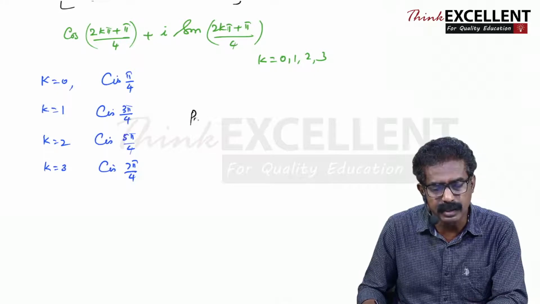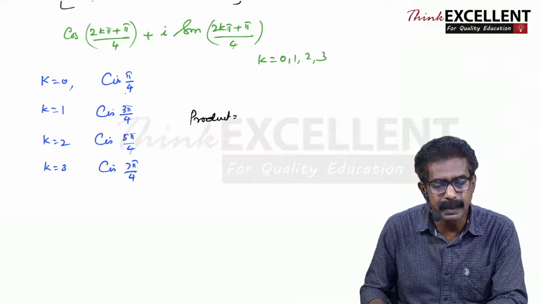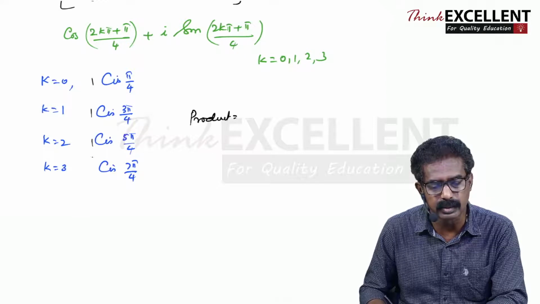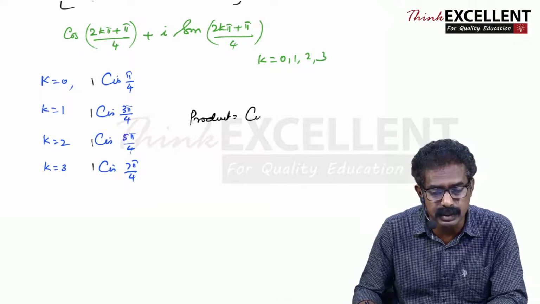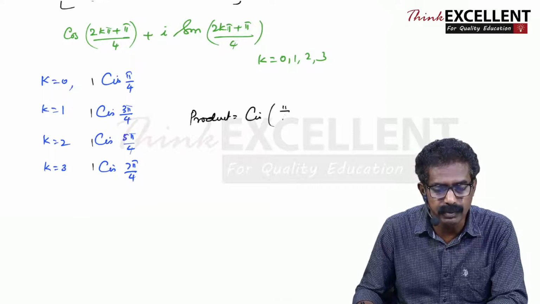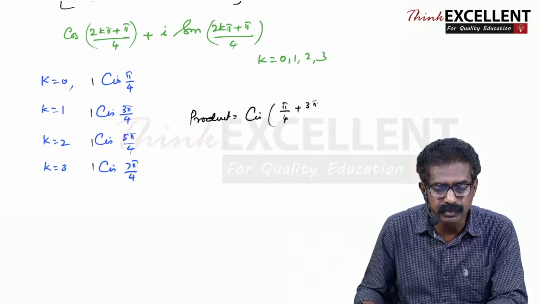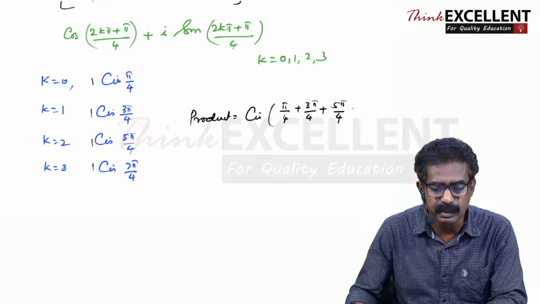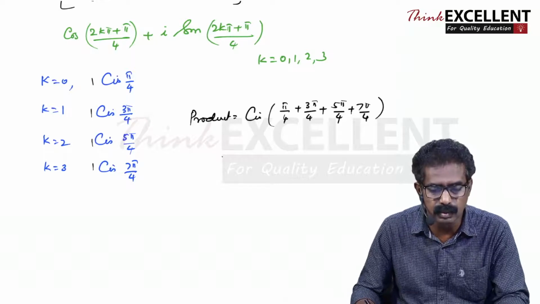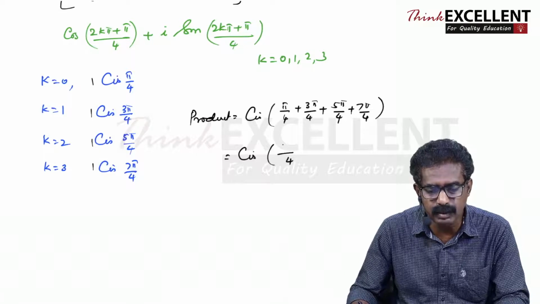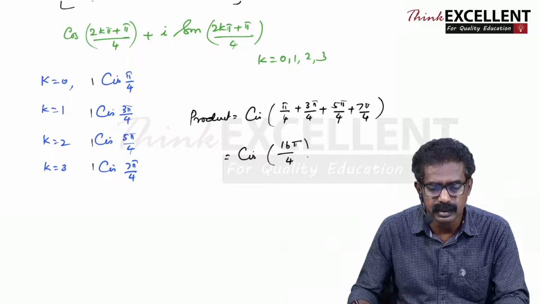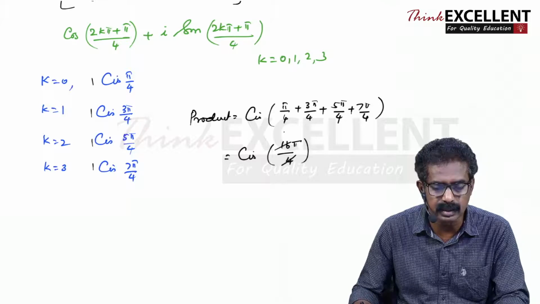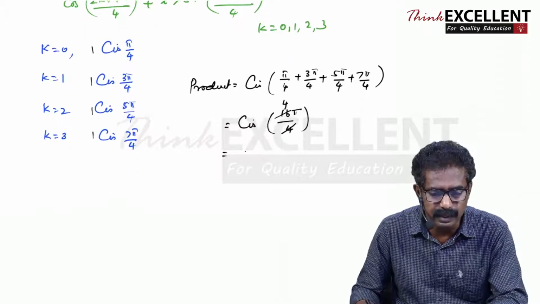So to find the product, multiply the modulus. Here modulus values are all 1 only. So 1 into 1 into 1. But add the argument. So cis, add the argument pi by 4 plus 3 pi by 4 plus 5 pi by 4 plus 7 pi by 4. You try to simplify this. So you are getting cis, 4 is LCM. Numerator if you add, you will get 16 pi by 4, right? So 4 table you cancel, you are getting cis 4 pi.